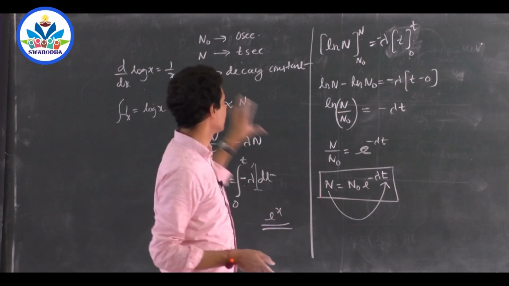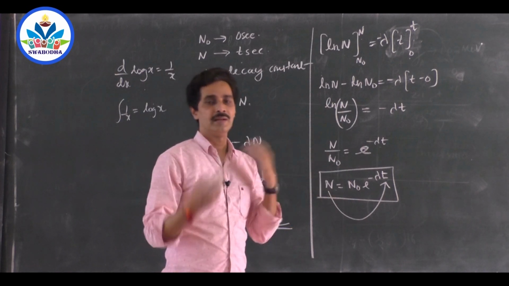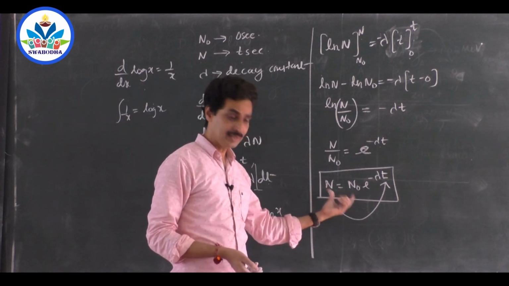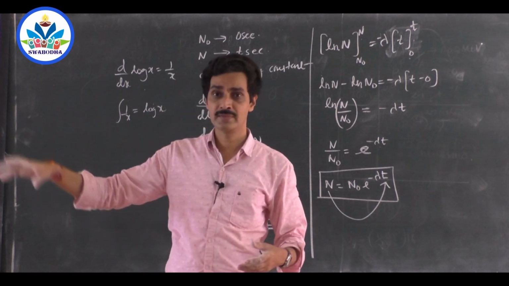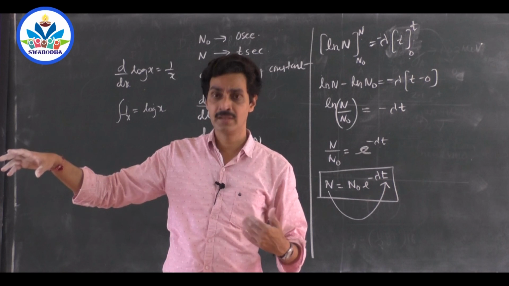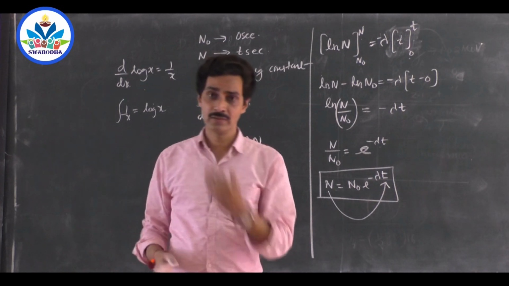Just worry about how this equation is obtained. We will study the details of this equation. How does the graph vary? How does the number of atoms change with the time? And all those things in the next class.